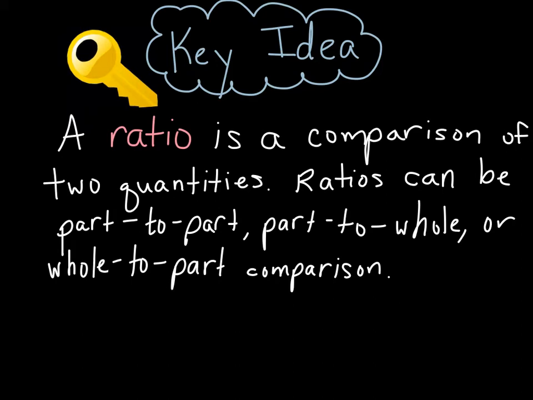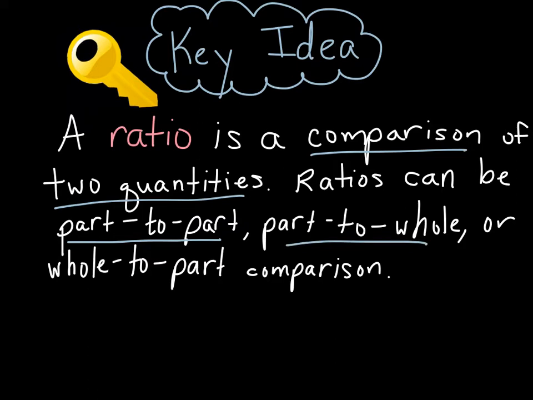One key idea for this section is that a ratio is a comparison of two quantities, and ratios can compare in different ways. They can compare part to part, they can compare part to whole, or they can compare whole to part. And we'll look at different examples throughout this entire chapter of all of those different types of comparisons.